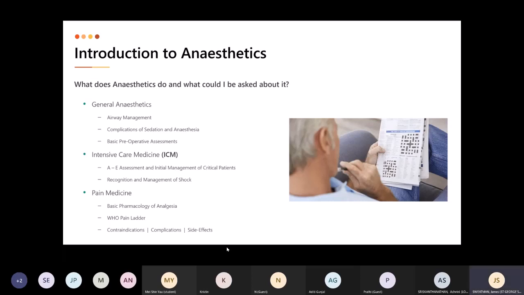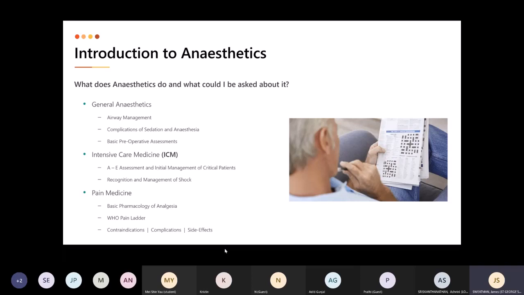although that's a bit of a sideline, I think. Probably the ones you'd be asked about most are intensive care medicine and pain medicine. So intensive care medicine will be A to E assessments and the management of critically unwell patients and the recognition and management of shock. And pain medicine will be basic pharmacology of analgesia. So how does this pain relief work? What are the side effects of it? What are the contraindications? Do you know your WHO pain ladder, or do you just skip straight to the morphine? And what are the contraindications, complications, and side effects of these medications?